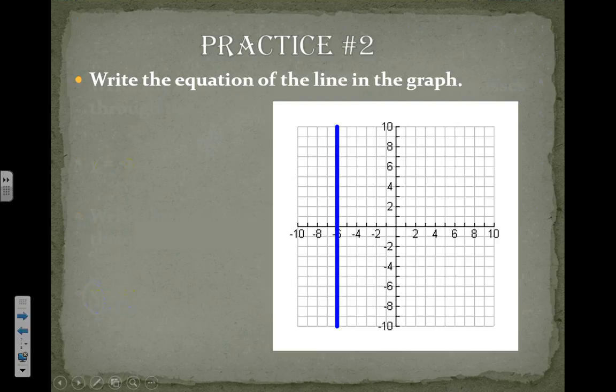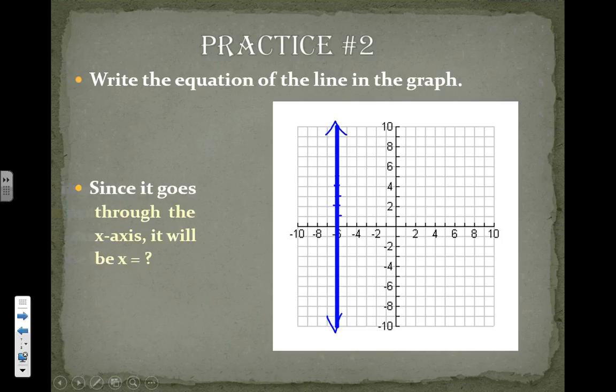All right, let's go the other direction now. You're given a graph. Let's write the equation of this line. This is a vertical line, so we should find all the x's to remain the same all the way through it, meaning that it crosses the x-axis at -6. So the equation for this vertical line will always be x equals -6.